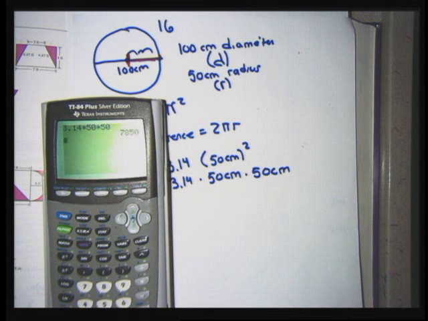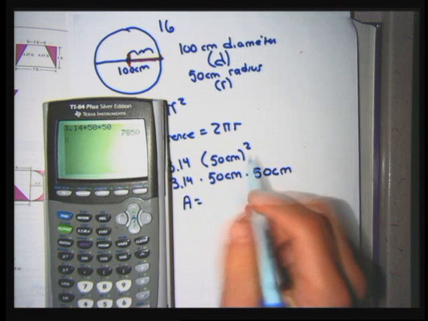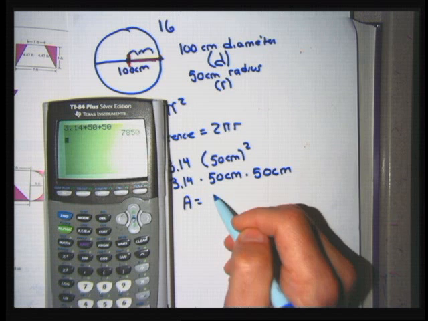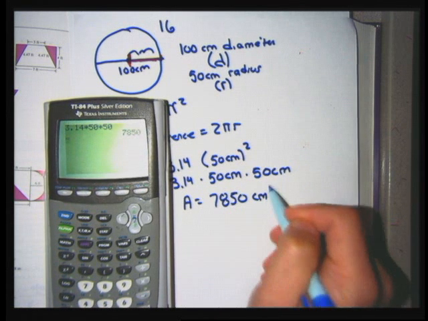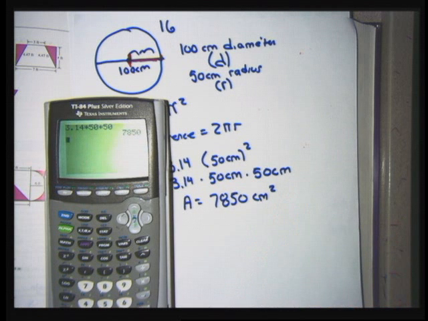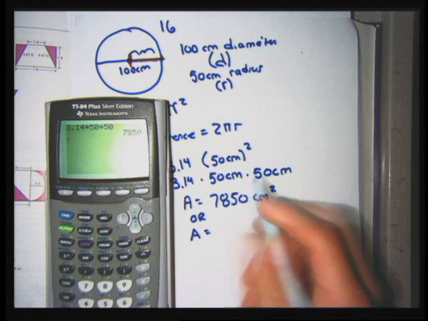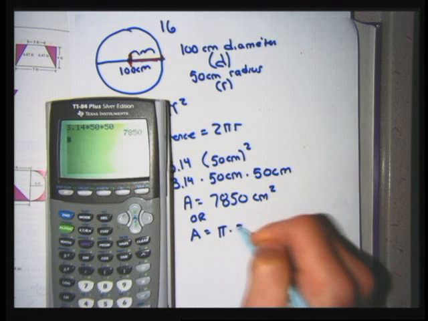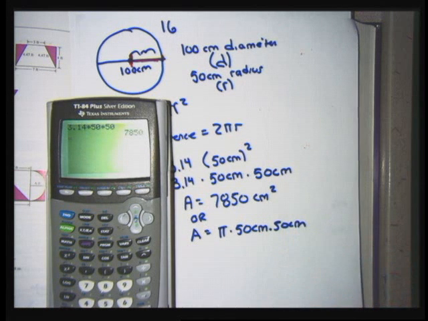So I'm multiplying 3.14 times 50 times 50, and that's going to give me the area. So I'm going to write A for area, and amazingly I get 7850, no decimals, square centimeters. If this was a test, I would be completely content with that answer. If you wanted a slightly more accurate answer, I'm not requiring that. But if you use the pi button on your calculator, if you did pi times 50 centimeters times 50 centimeters, you'll get an answer that looks a little bit different.